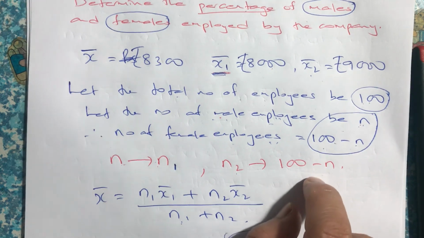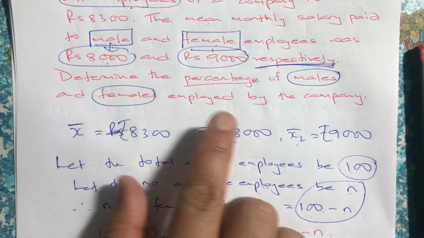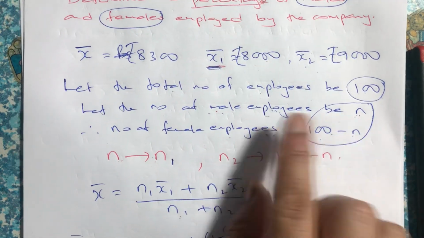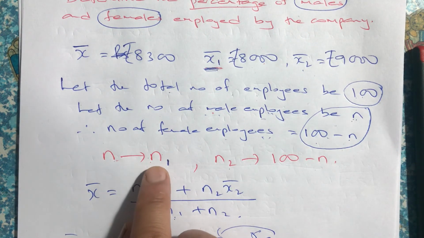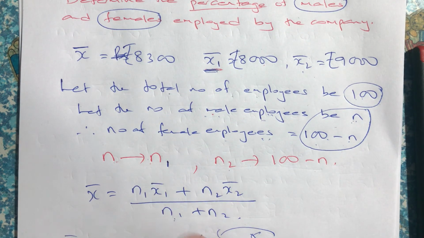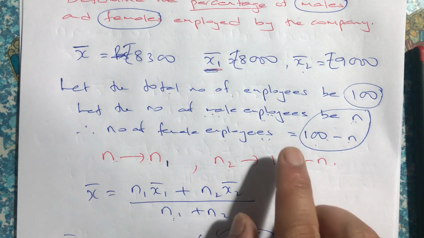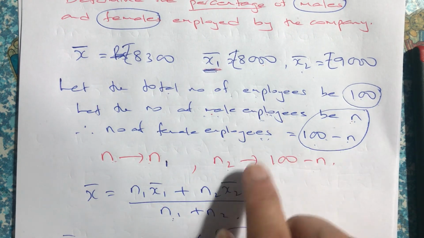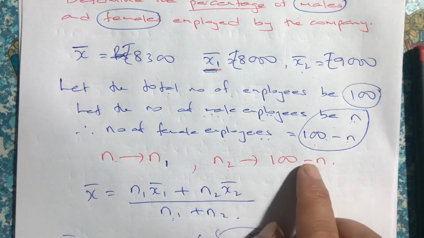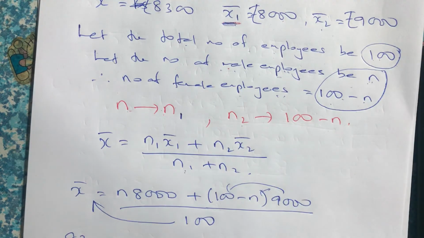Since we have assumed the male to be n, we write it as n1, because we want to differentiate between the two observations, n1 and n2. So n becomes n1. Over here n2 is the female. So how many female employees do we have? 100 minus n. So n2 is 100 minus n, and then we go ahead and use this formula.